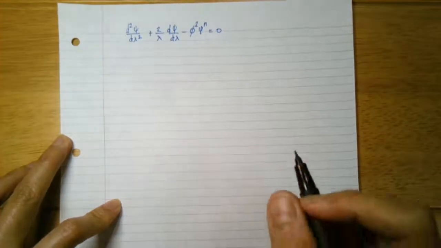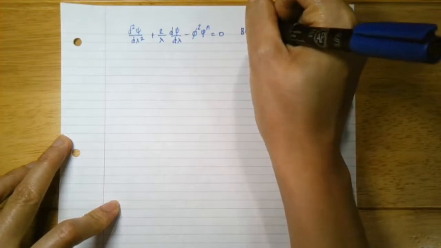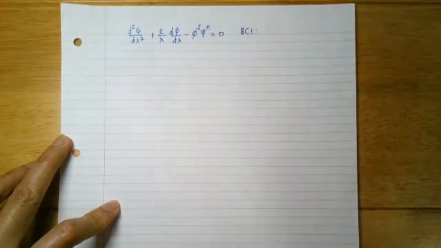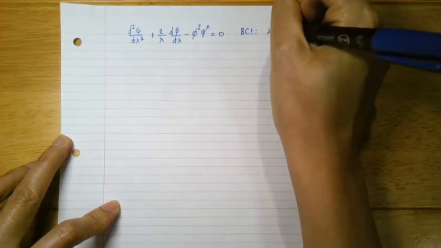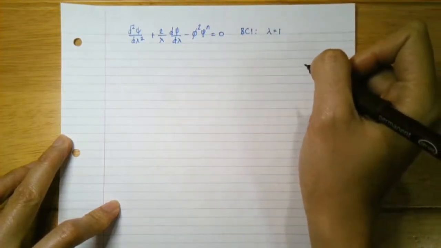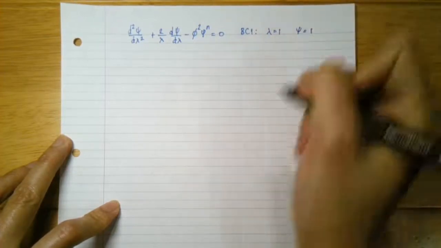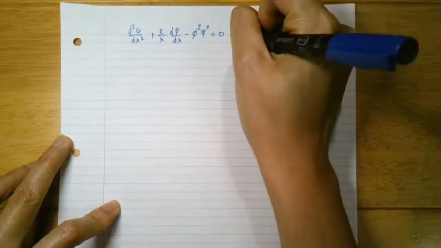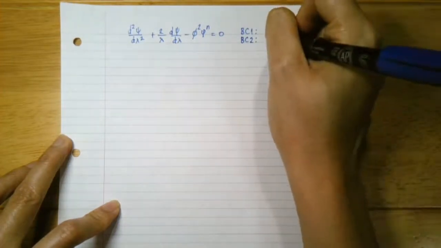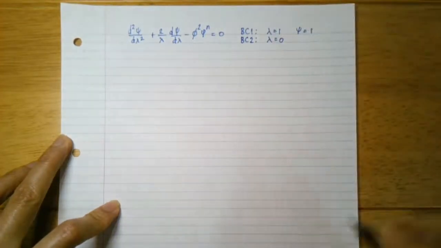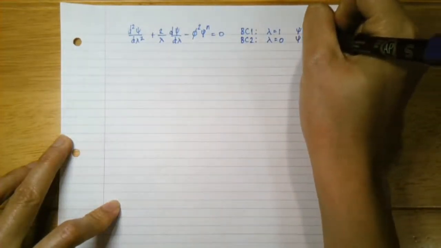And we have two boundary conditions. Boundary condition 1, at the surface of the pellet, so that's at lambda equal to 1, the dimensionless concentration psi is equal to 1. And boundary condition 2, at the center of the pellet, so that's at lambda equal to 0, the dimensionless concentration psi is finite.